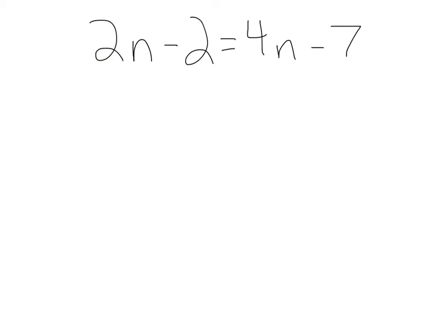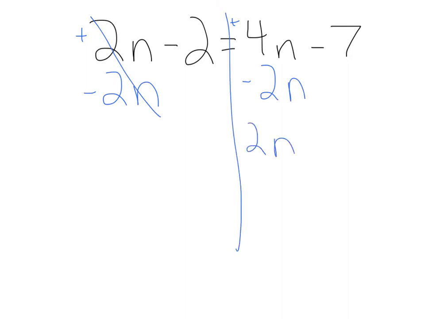So my first step is if I want to get the n's together. I have positive 2n, right? This is positive and positive. So in order to get rid of that 2n, I'm going to subtract those 2 n's. So if you had 2 n's, you take away 2 n's, you have no n's left. If you have 4 n's and you take away 2 n's, you have what left? You should say 2n. So now I'm going to rewrite what's left.